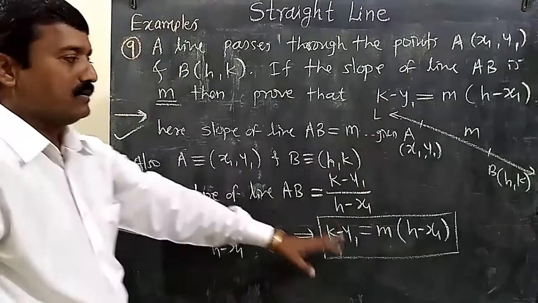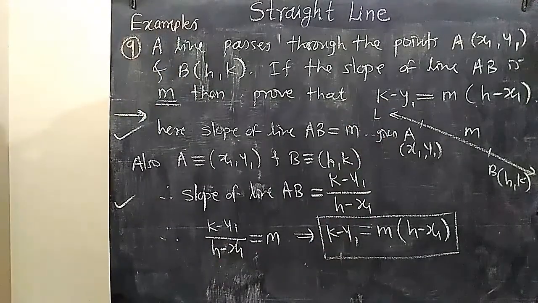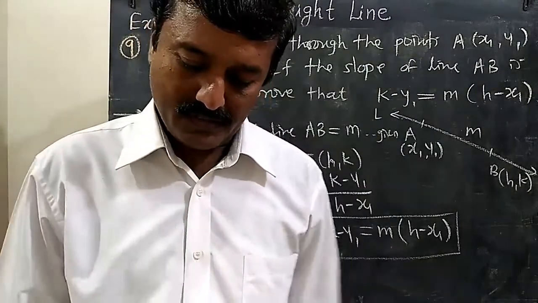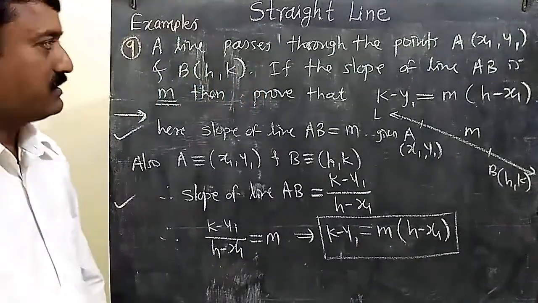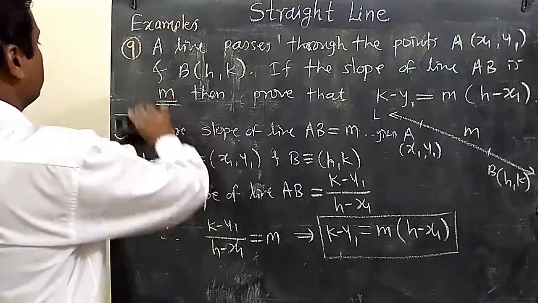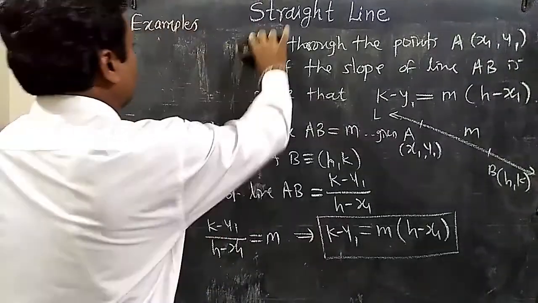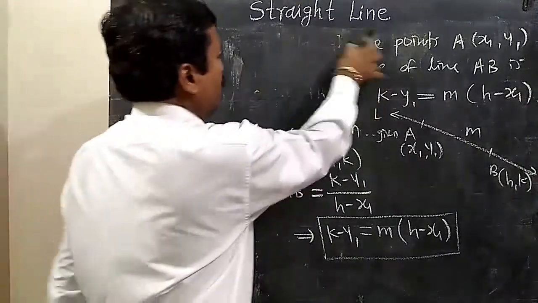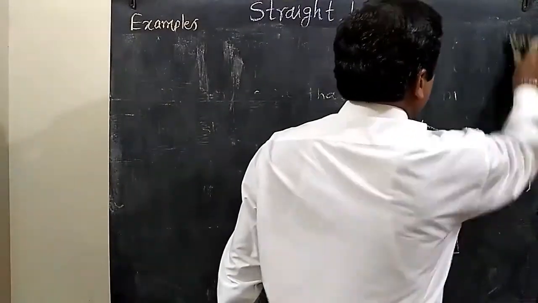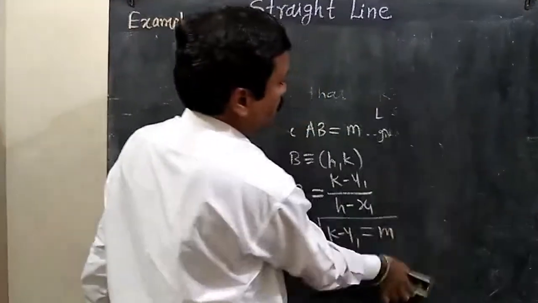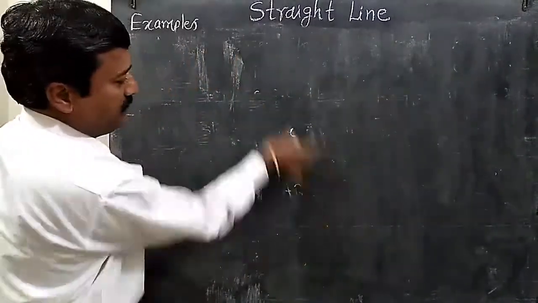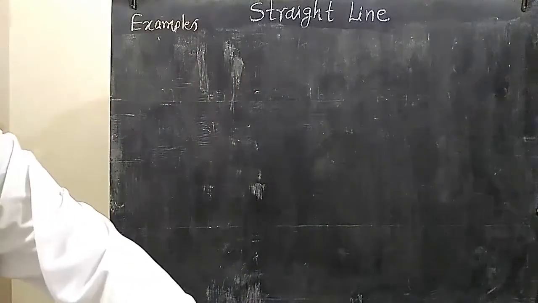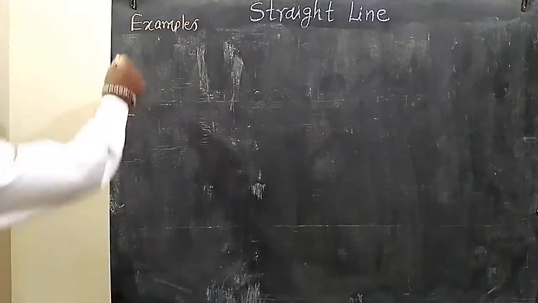So this one is also very much easy. Let us try to solve the last example, which is very much different from these examples. Example number 10. I think all these examples depend on the formula of slope and angle between 2 lines. Let us see example number 10.